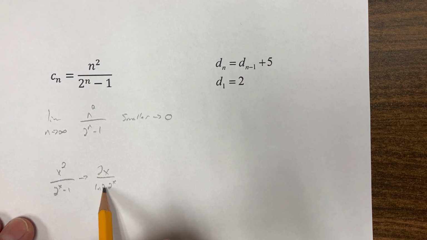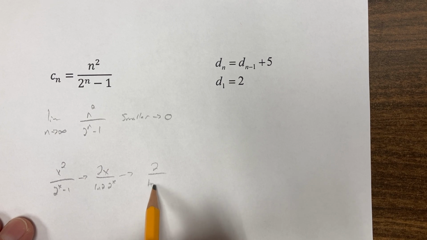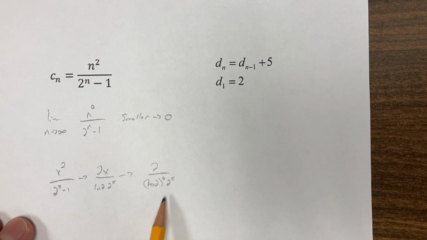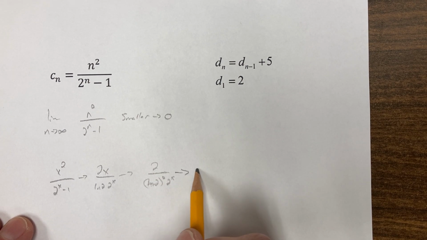This is still going infinity over infinity, so you do L'Hopital one more time, and we'll have natural log 2 squared times 2 to the x. Now the bottom is still going to infinity, but the top has stopped. This will go to 0 then.